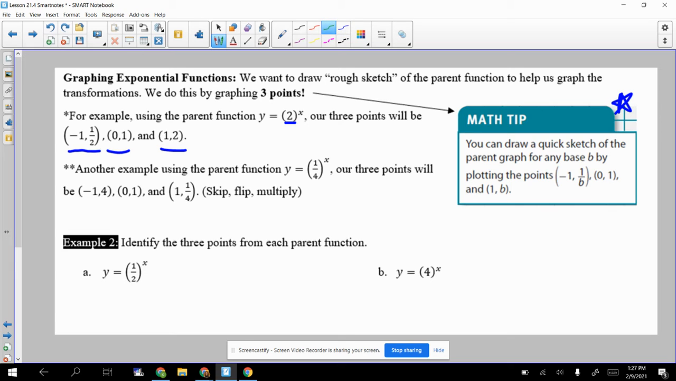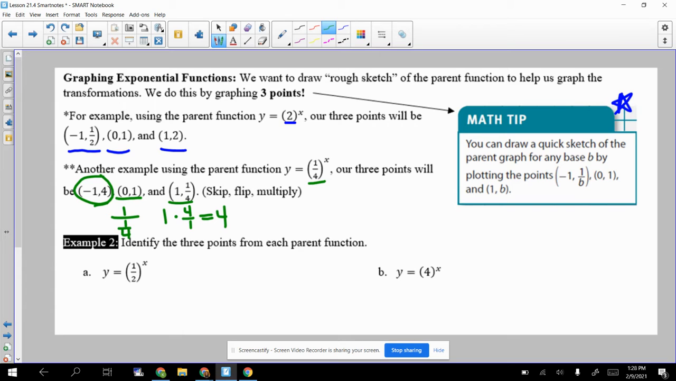If it was 1/4 to the x, well, that would be your b, 1/4. So then you would have to do -1, comma 1 over 1/4. Well, 1 over 1/4, if you skip, flip, multiply, that's going to be 1 times 4 over 1. So that is 4. So that's where this one comes in. Then 0, 1, always the same. And then 1, comma b, so 1, comma 1/4.